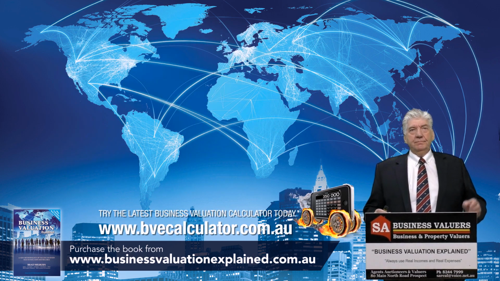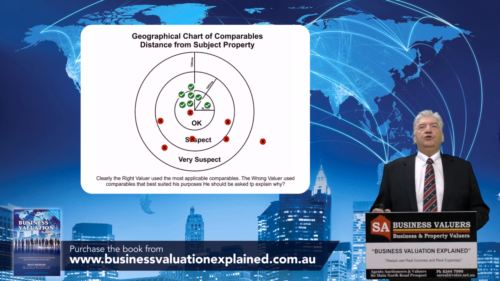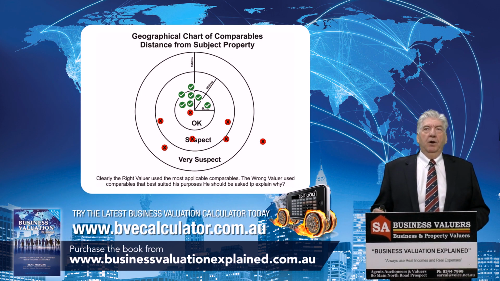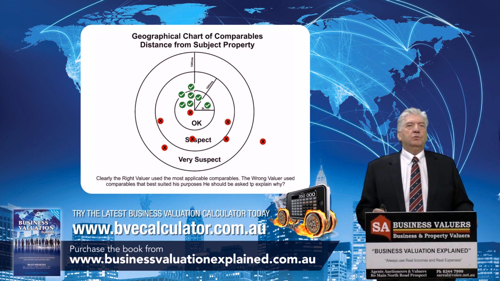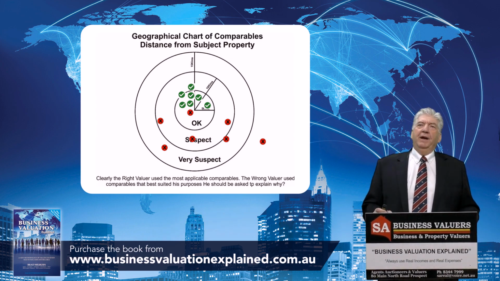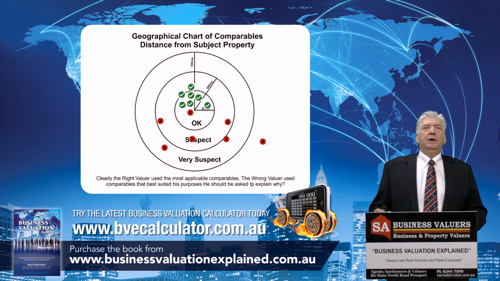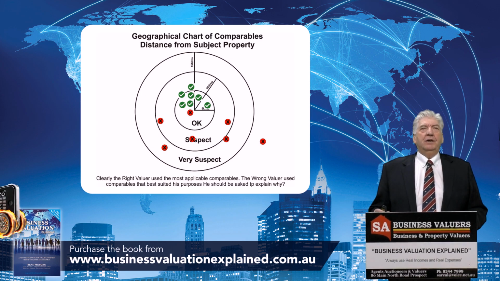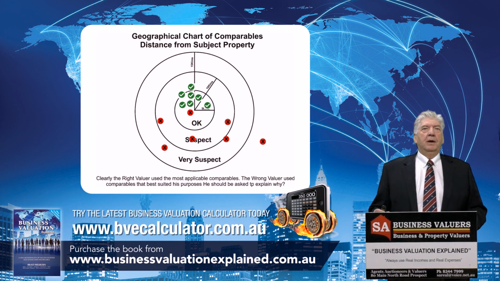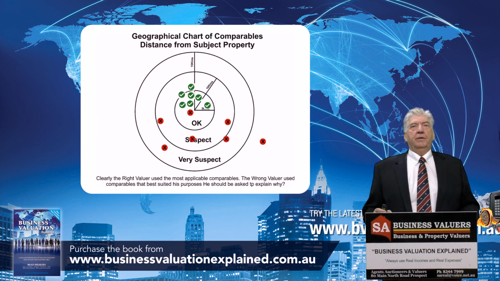Now, out of area comparison. Please study the graphic on your screen, and it should be apparent that the right valuer chose only comparables within a close proximity to the subject property. The wrong valuer has chosen comparables from out of area, and you must ask yourself why. What would make a valuer ignore closer sales and seek sales from out of area? I put it to you, there can only be one conclusion. He is trying to drive the price down.